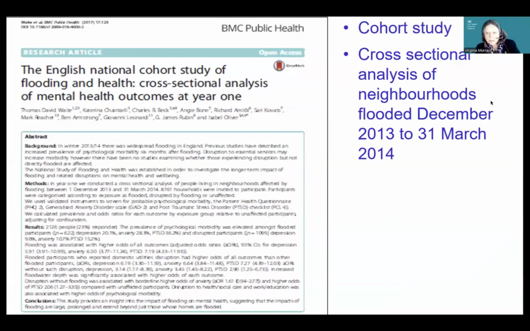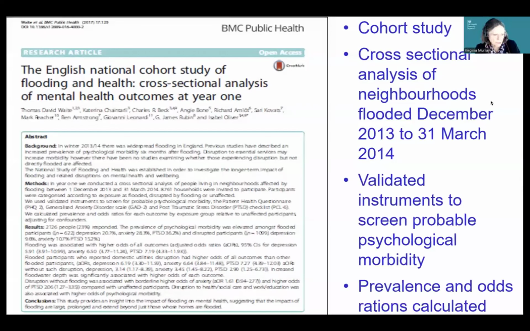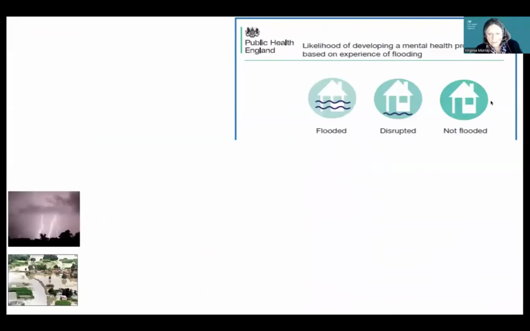It was a cross-sectional study analysis of neighbourhoods flooded between December 2013 and 31st of March 2014. Validated instruments were used to screen for probable psychological morbidity, and then prevalence and odds ratios were calculated. So I'm going to show you as simply as I can some of these results. What we did was to divide people into those who were really flooded, those who were disrupted, and those who were not flooded.